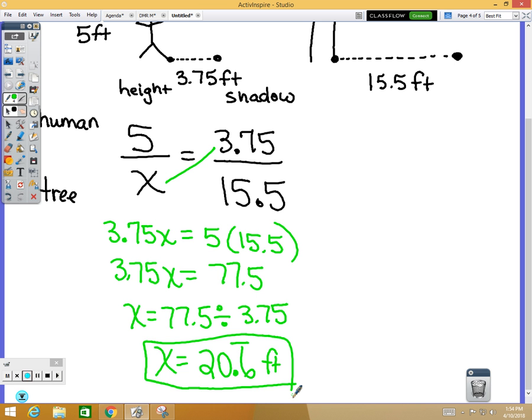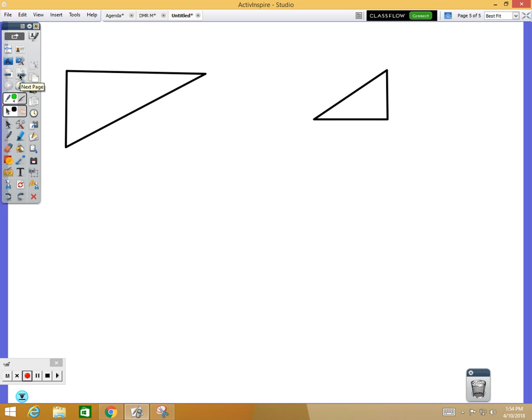Any questions about these? Let's do one more and then we'll be done then. Okay? In this last one, we're going to have some triangles. Besides just finding the side lengths of the triangles, we're also going to talk about the angle measurements.